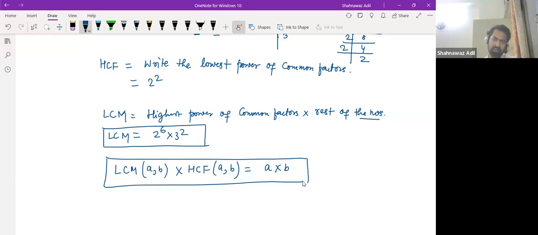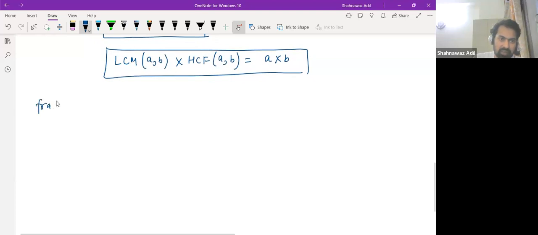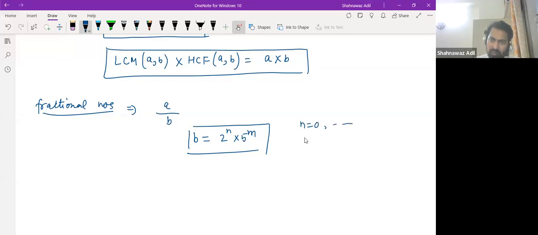And after that, we talked about the terminating decimals. So we have these fractional numbers. Let's say A by B. And I want, without using the actual division, to prove that A by B is a terminating decimal number. Then this B should be factors of 2 and 5 only, where n can be from 0 to anything and m can be from 0 to n. So this was the condition, right?